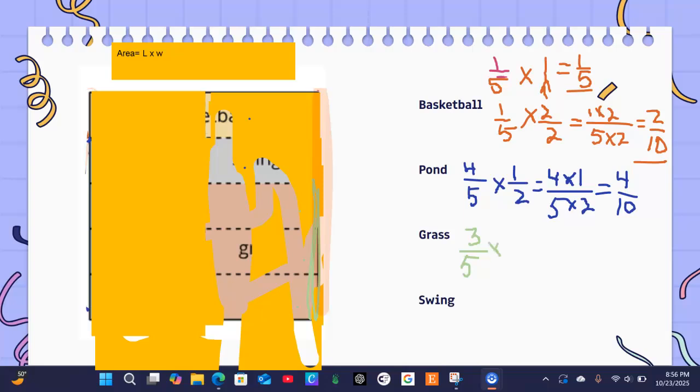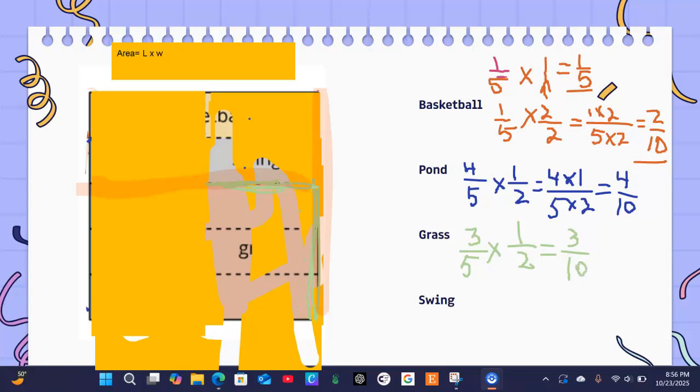Now let's go ahead and get the width. And I'm going to highlight this side. And as you can see, without covering the box, it's out of 2 pieces or 2 parts. So 1 out of 2 parts is going to represent the grass. And so we're going to go ahead and multiply straight across. 3 times 1 equals 3, and 5 times 2 equals 10.